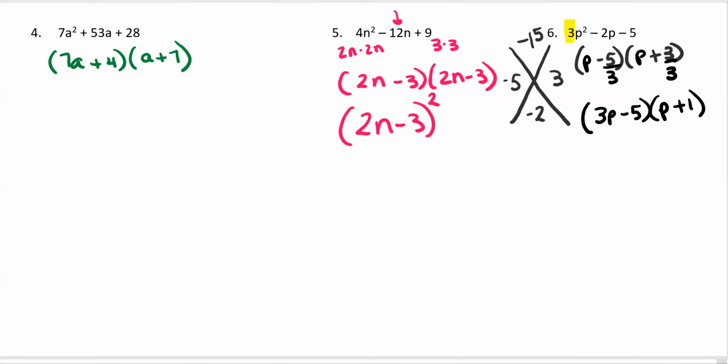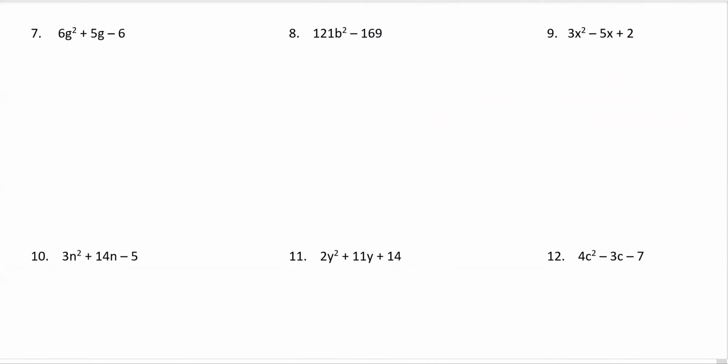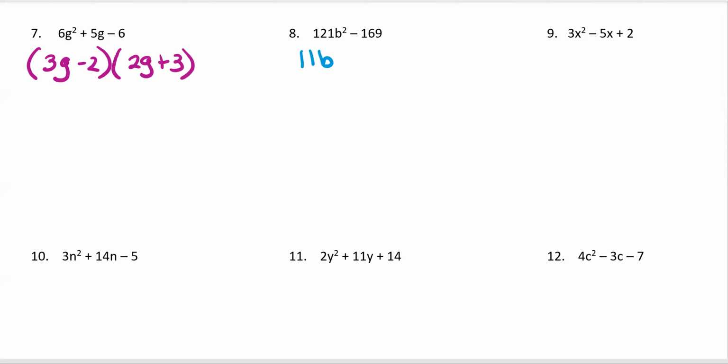Number 7. The factors will be 3g minus 2 and 2g plus 3. I'll leave you to work that one out. 8 is a difference of perfect squares. 9, I will go ahead and work out.